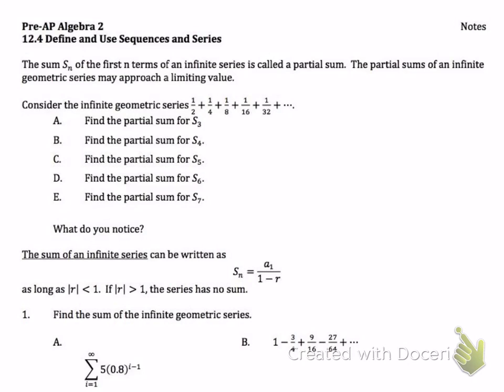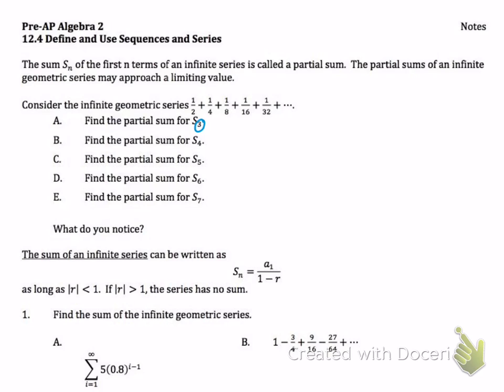Okay, so in this one, we're going to talk more about sums, which is just adding your terms together. A partial sum is like when you have that many terms, you stop at that number. So I'm going to take the first 3 terms and add them together.